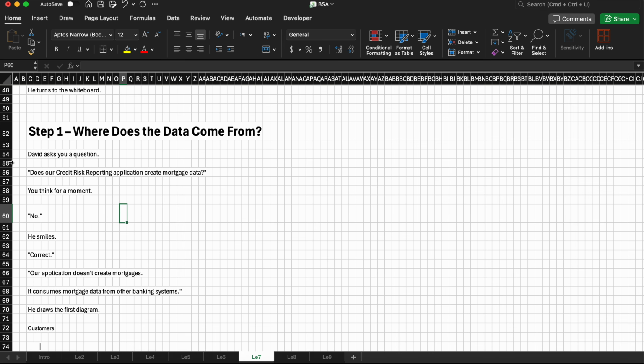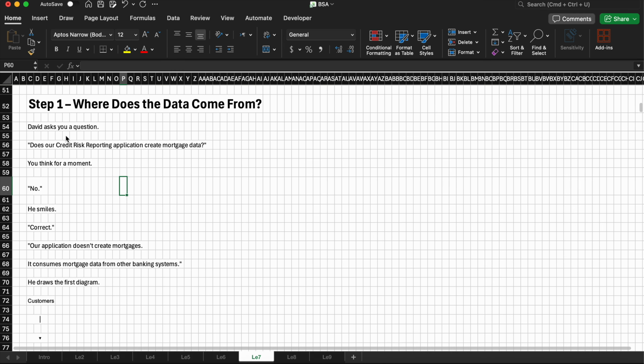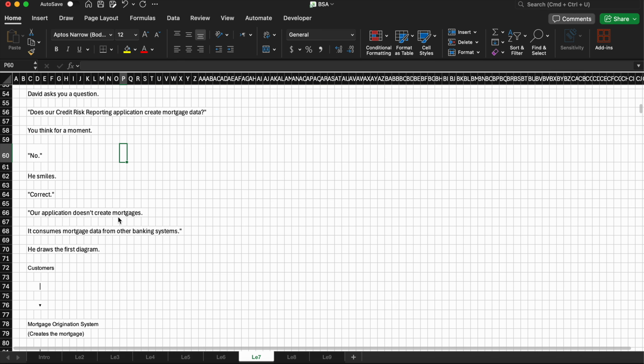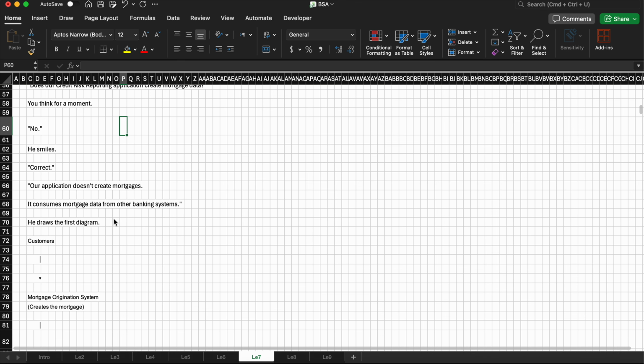Here David asks you a question: does your credit risk reporting application create mortgage data? You think for a moment, right? We don't create mortgage applications. The reporting application does not create mortgage data. Correct, our application does not create mortgages; it consumes mortgage data from our other banking systems. He draws the first diagram. Remember, this is a prerequisite dependency.